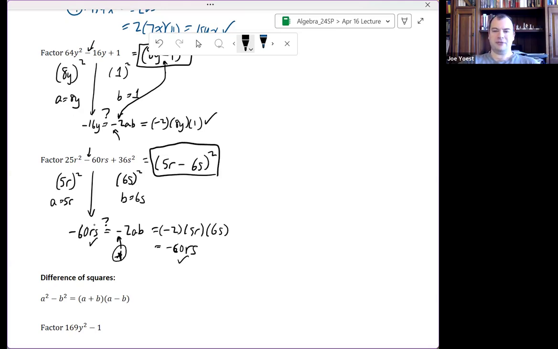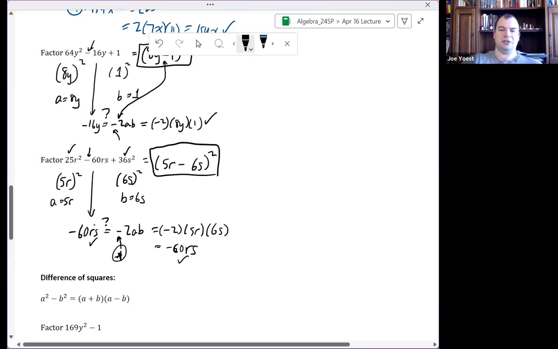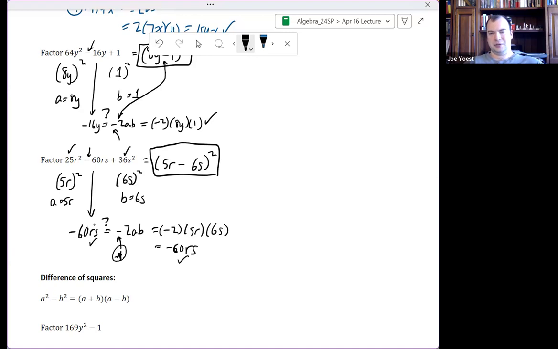And again, if I check my firsts, 5r times 5r is 25r squared. That looks good. My last, negative 6s times negative 6s, the negatives go away. We get 36s squared. That looks good. My outside, I have 5r times negative 6s. That's minus 30rs. And my inside, I have the same thing, minus 30rs again. That's minus 60rs. That all looks good.